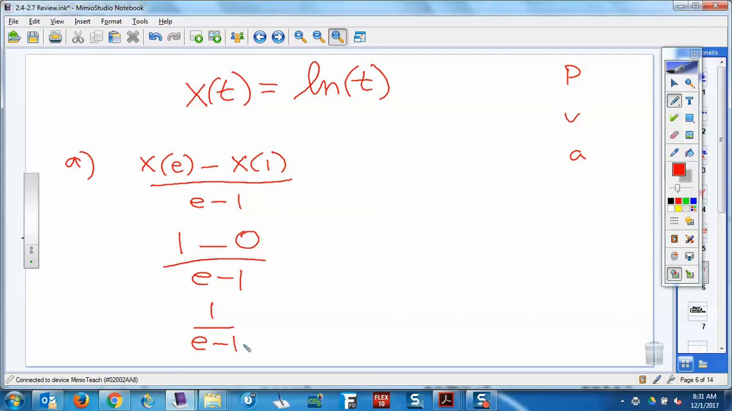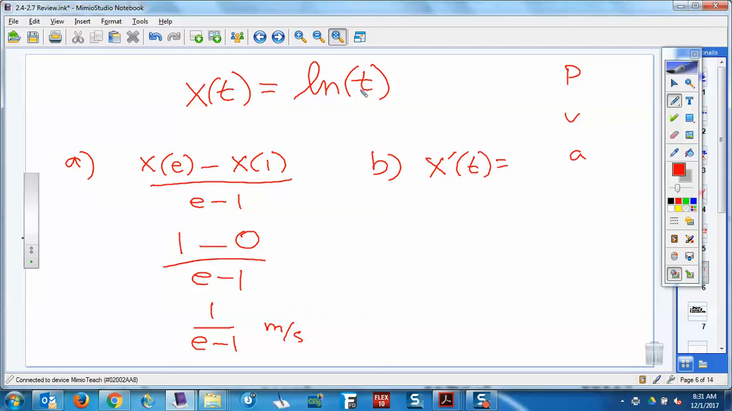1 over e minus 1 meters per second, right? That's it. It's just getting used to the language of functions and everything else. Average rate of change, average velocity, that means slope between 2 points. But what's instantaneous rate of change mean? Slope at 1 point, which is what? Starts with a D. Derivative, right? Instantaneous rate of change is the derivative. Instantaneous velocity would be the derivative. So that's x prime of t.